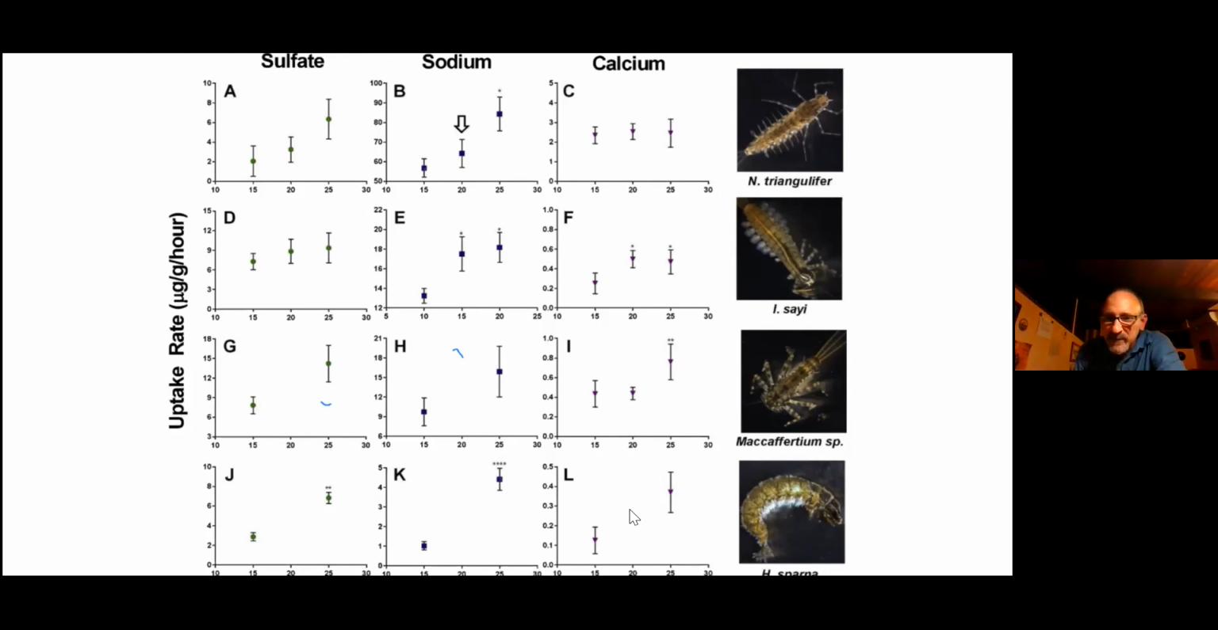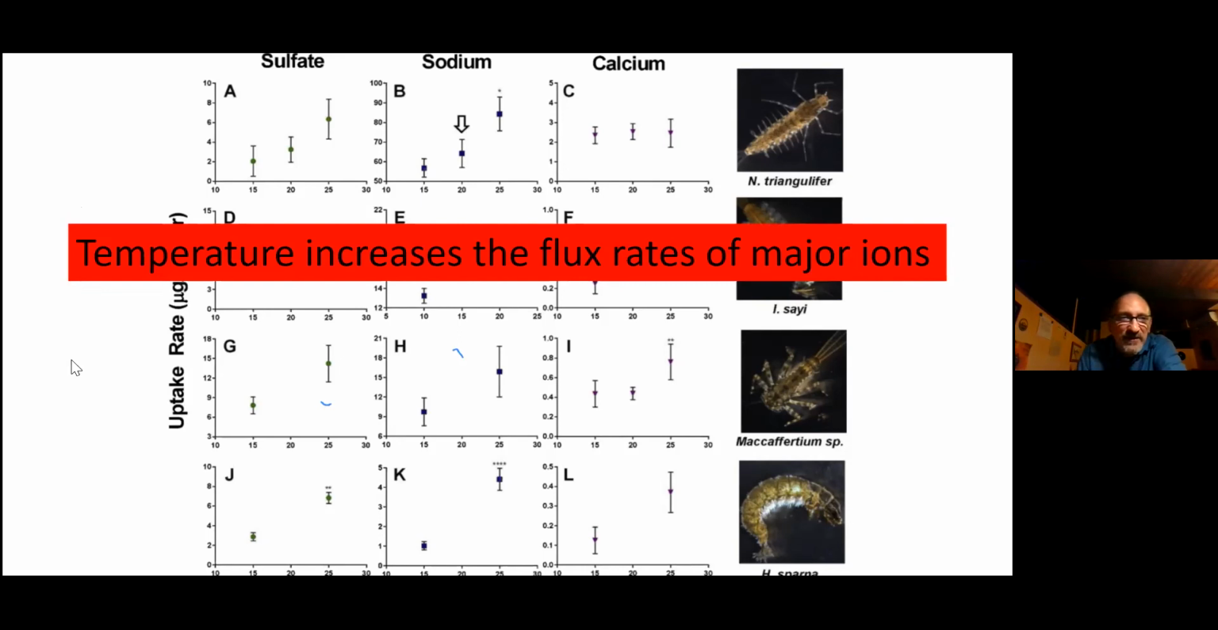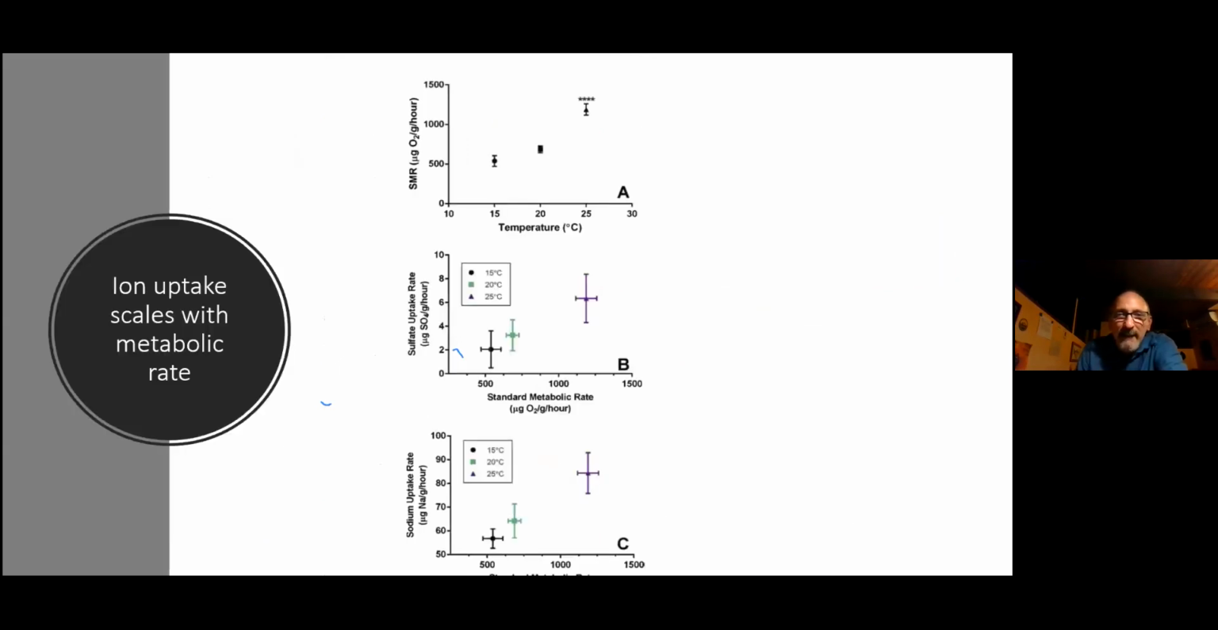That is uniform across the board. All these animals move very little calcium. Sodium is huge though. There's a ton of sodium movement in all of these animals. And what I have on this x-axis are temperatures, 15, 20, and 25, and you can see that temperature is massively increasing the flux rates of these major ions, and that the major ion transport rates are scaling with temperature.